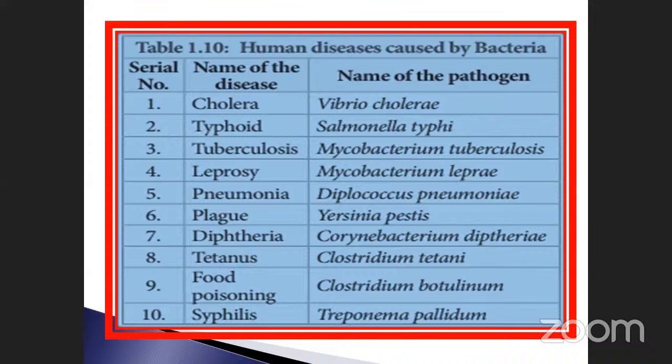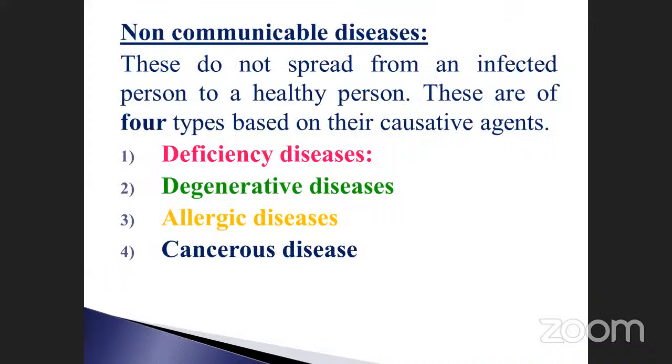Now, non-communicable diseases. These do not spread from an infected person to a healthy person. These are of 4 types based on their causative agent: deficiency disease, degenerative disease, allergic disease, and cancerous disease. These are the 4 things. Do you have any doubt in the previous one? No, sir. Okay. Listen here.